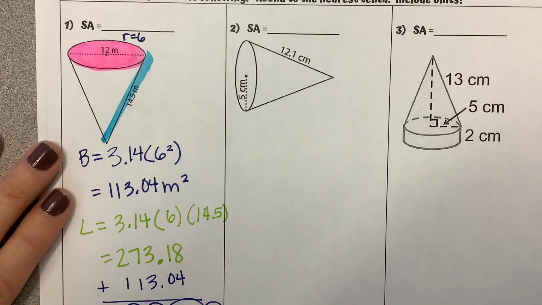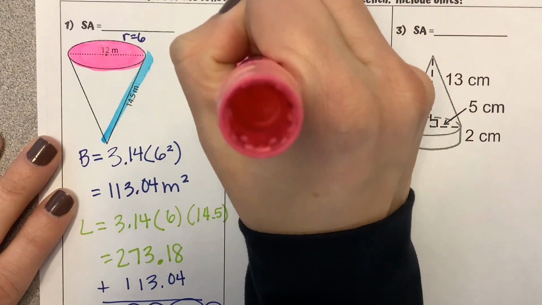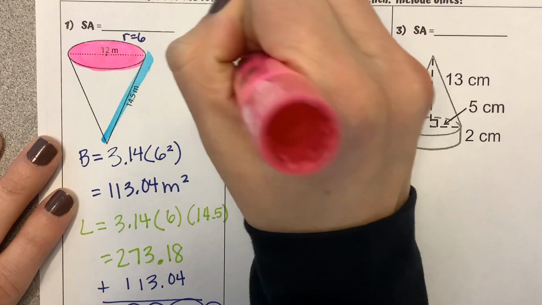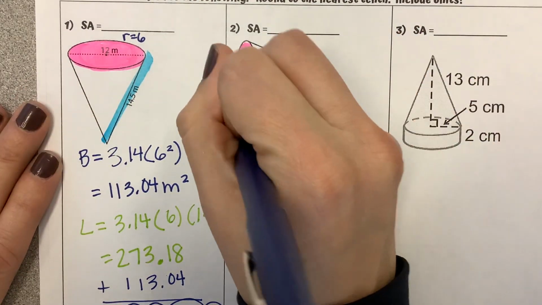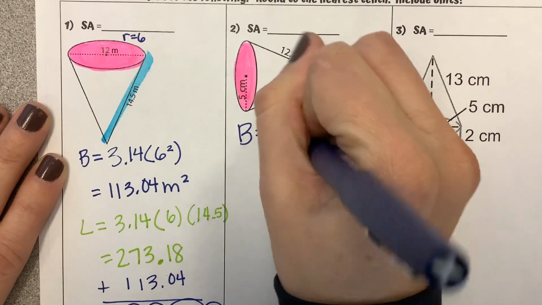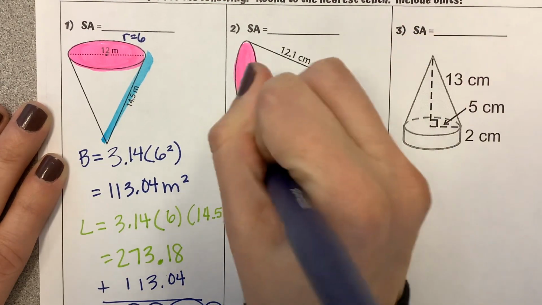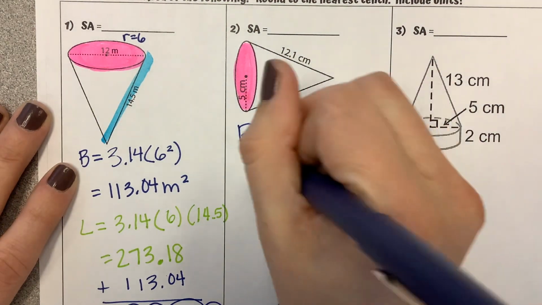Okay, next one. This time our base is on the side. Base doesn't necessarily mean bottom. For a cone, the base is that circle. This one gives us the radius, so when I'm finding the area of the base, we're just doing pi times our radius, which is 5 squared, which gives us 78.5.